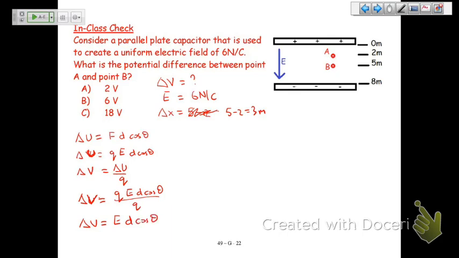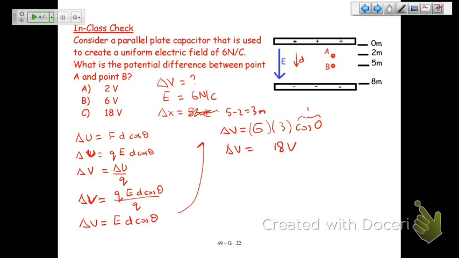So in this case, taking this up here, I say delta V is equal to E, which is 6, times D, which is 3, times the cosine of, let's just draw a D on there, cosine of 0, which equals 1. So delta V is equal to 18.